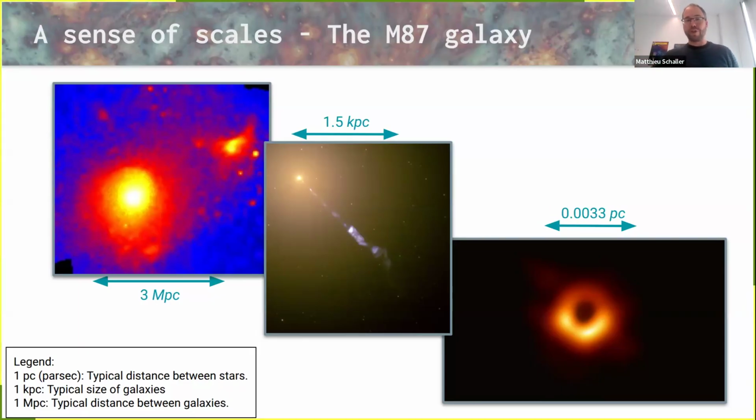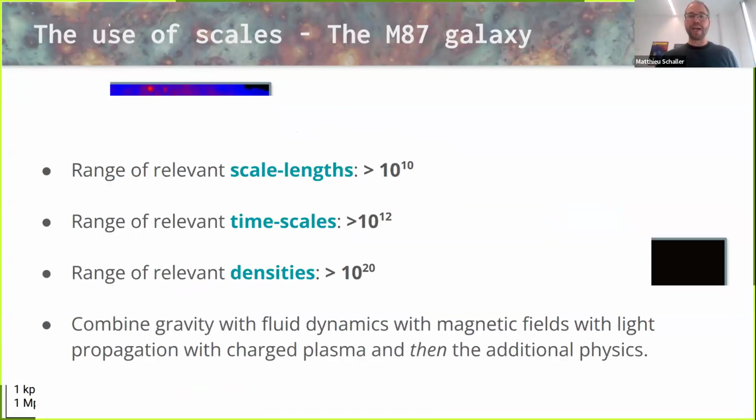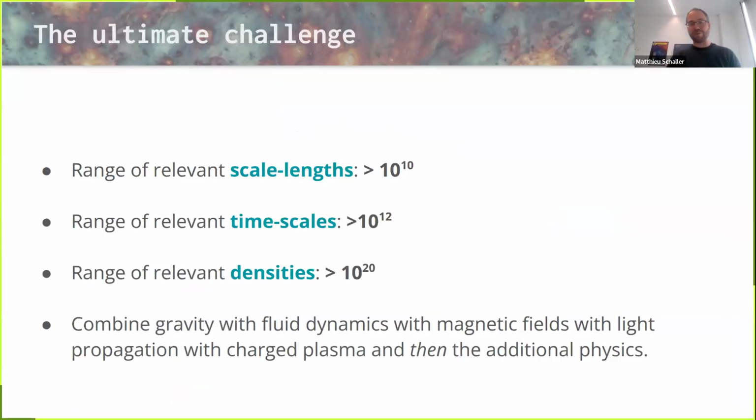So now you have a correlation between what we're interested in, this really big white blob, and really, really small scales. This is a very big challenge in terms of the length scales that we need to solve. We have a range of relevant length scales for our science which is larger than 10 to the 10, a range of time scales maybe more than 10 to the 12, just taking length scales divided by the speed of light or speed of sound, and the range of relevant densities is 10 to the 20. And then on top of that, what is the challenge? Well, we're combining gravity with fluid dynamics, with magnetic fields. And if you're brave, you can also add light propagation and charged plasma. And then on top of that, galaxy formation processes.